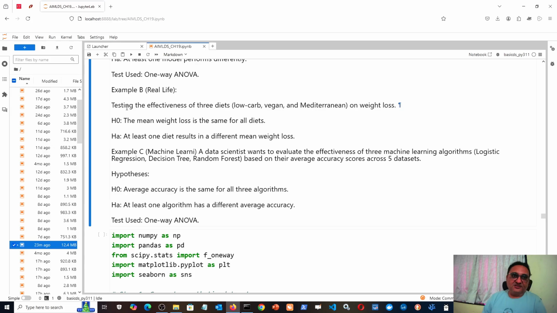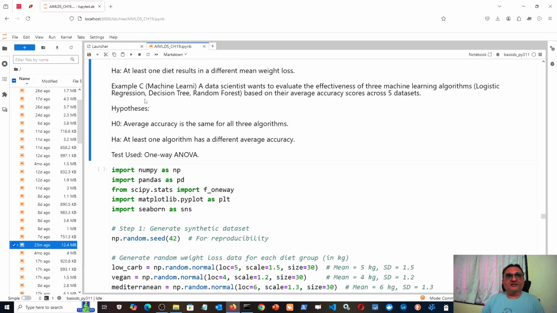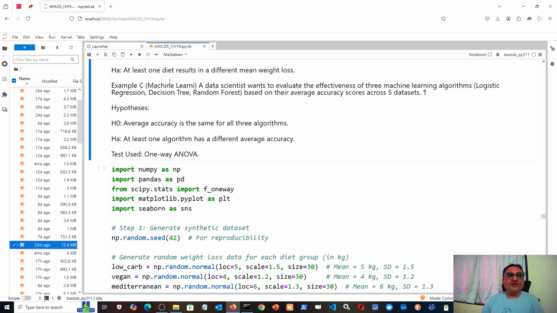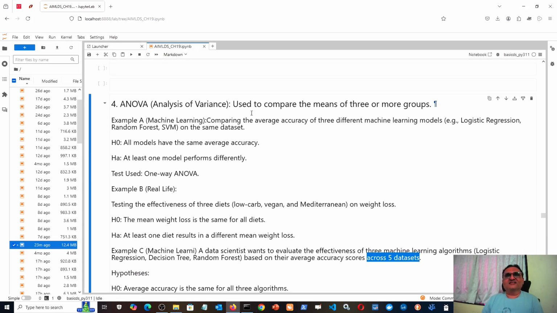So that is the greatness of ANOVA, and that is why ANOVA is always preferred, right? Now this is the real life example we did. Now this machine learning example: a data scientist wants to evaluate the effectiveness of 3 machine learning algorithms based on their average accuracy across 5 data sets. Now here it is just slightly different than this.